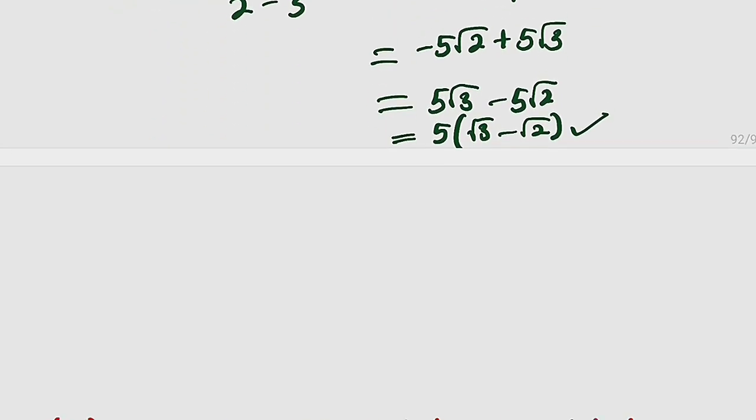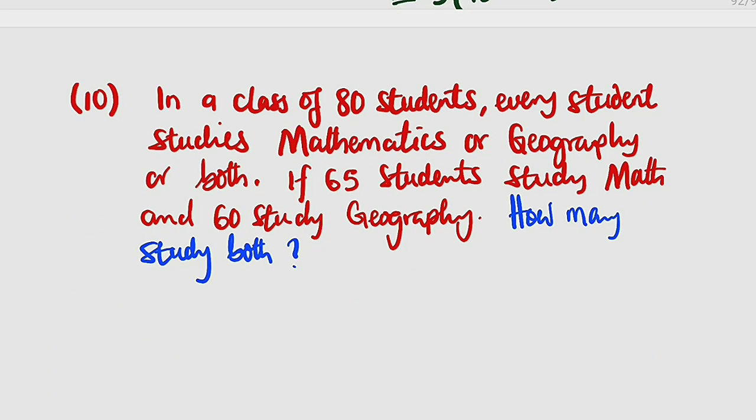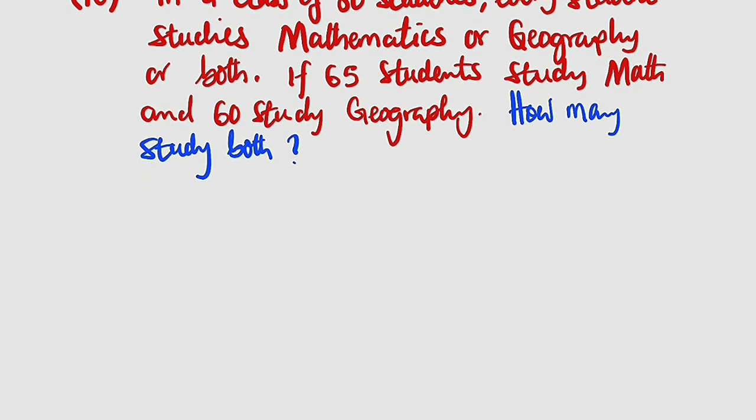Now let us move on to question number 10. All right, here is question number 10, which reads, in a class of 80 students, mark this number. It is the universal set. That is the total number of students. Every student studies mathematics or geography or both. If 65 students study mathematics and 60 students study geography, we are asked to find the number of students that study both subjects. Since we are looking for the both, it is unknown, so I would like to declare it with X.